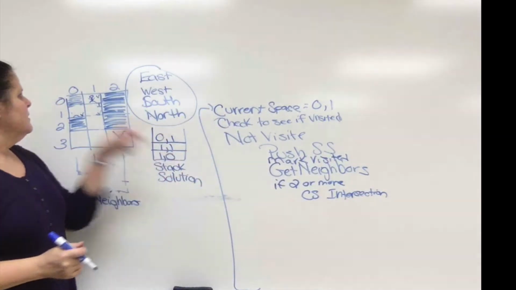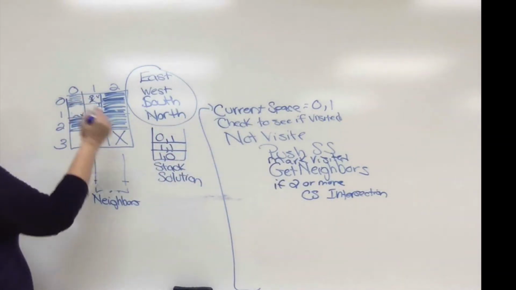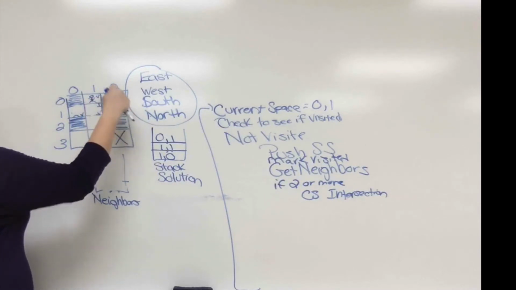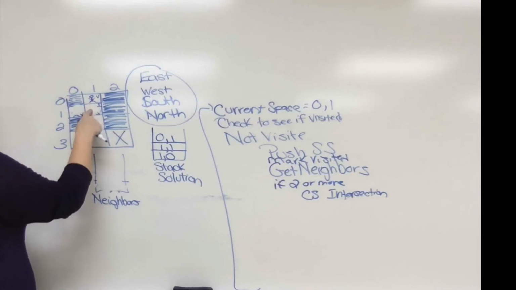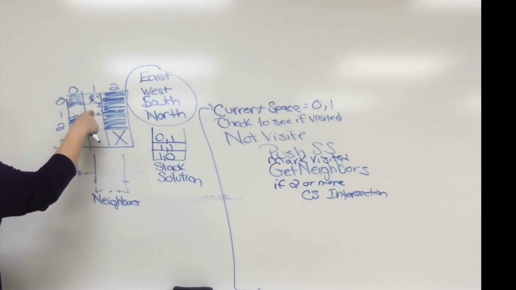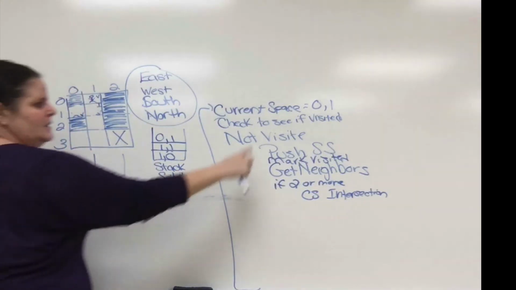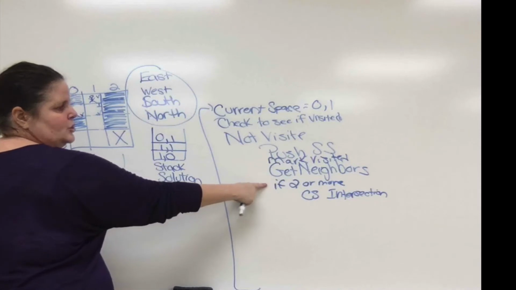Now here I'm gonna get neighbors again. Now when I go to neighbors, I'm gonna check east, it's a wall, west, it's a wall. I'm gonna check south. However, the south is already visited, so I don't wanna put it on my neighbors because I don't wanna go in a circle. And I check north. So here comes the next one. So I had a case if I had 2 or more neighbors.